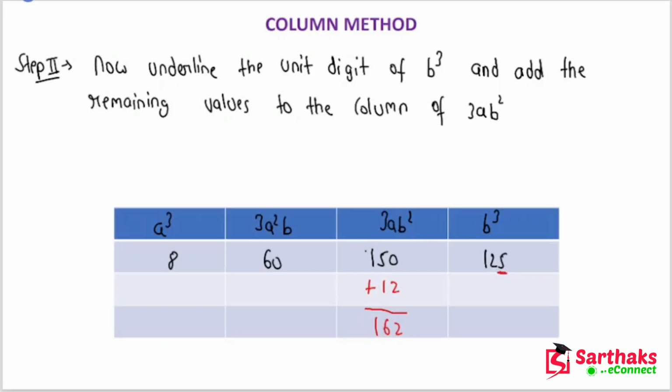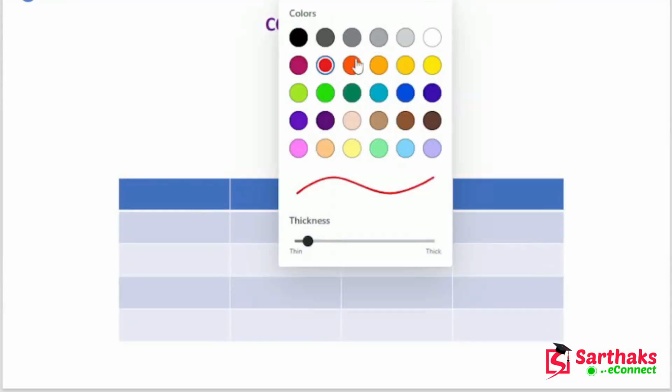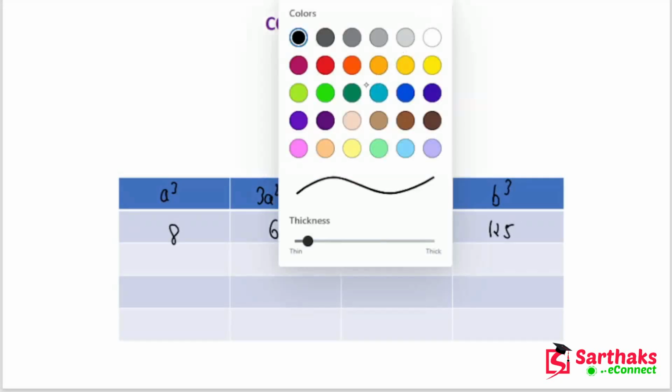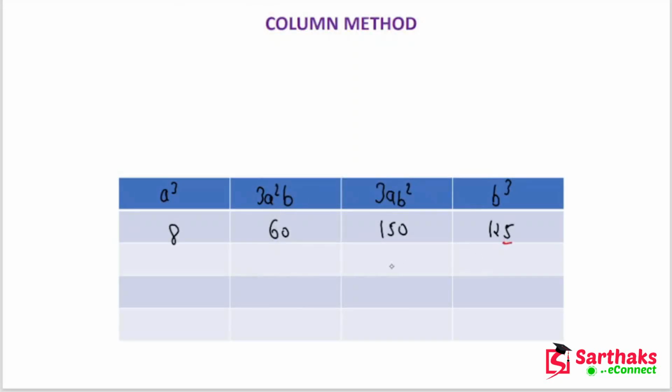Okay, let us now write step number 3. But before writing step number 3, let us bring the question to this format. So it was a cube, it was 3a square b, it was 3ab square, and it was b cube. We had 8, we had 60, we had 150, and finally we had 125. What we did was, we underlined the digit, we added 12 over here, and we got 162. Now step number 3 says, again do the same thing.